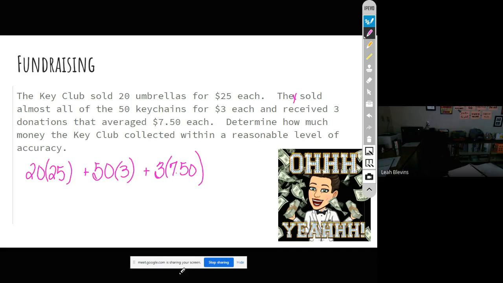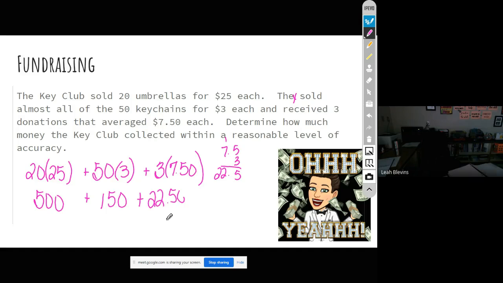Perfect. So it says determine how much money the Key Club collected within a reasonable level of accuracy. So if I were to multiply this, I can see really quickly this one's 150. Let's see here. 25 doubled is 50. Is that right? 500 plus 150 is 650. And then 3 times 7.50. I don't know, I'll have to do the math here. 15, carry my 1, 21, 22, so 22.50.